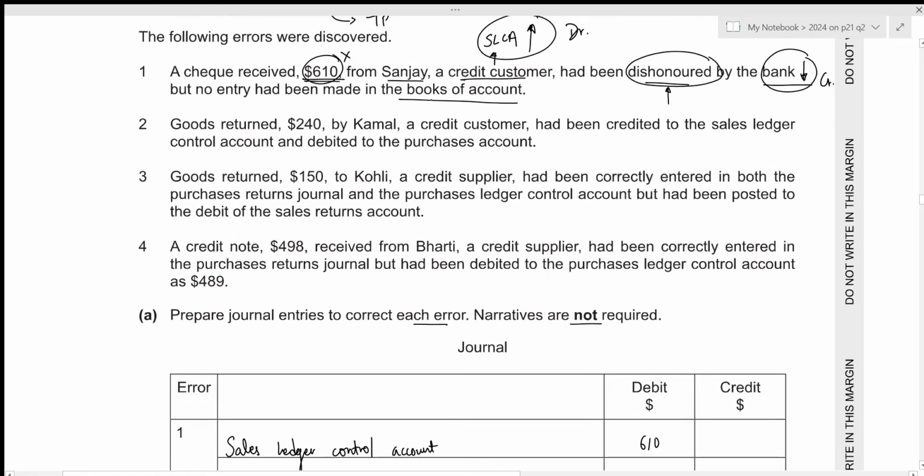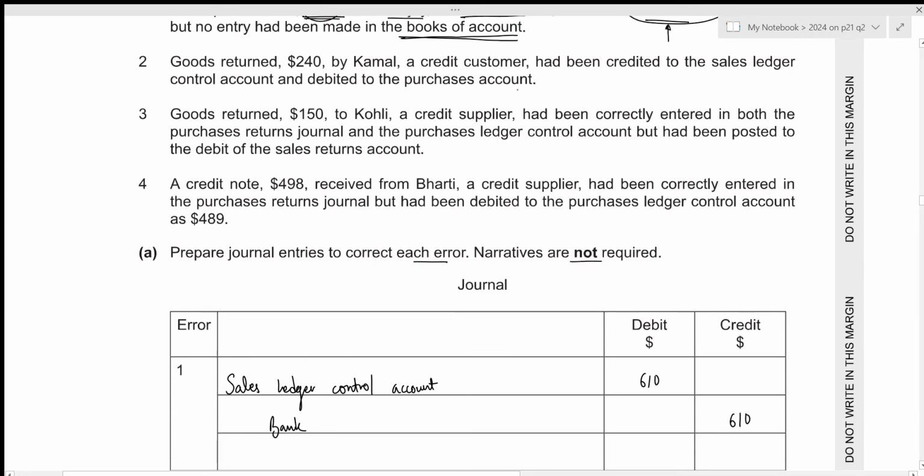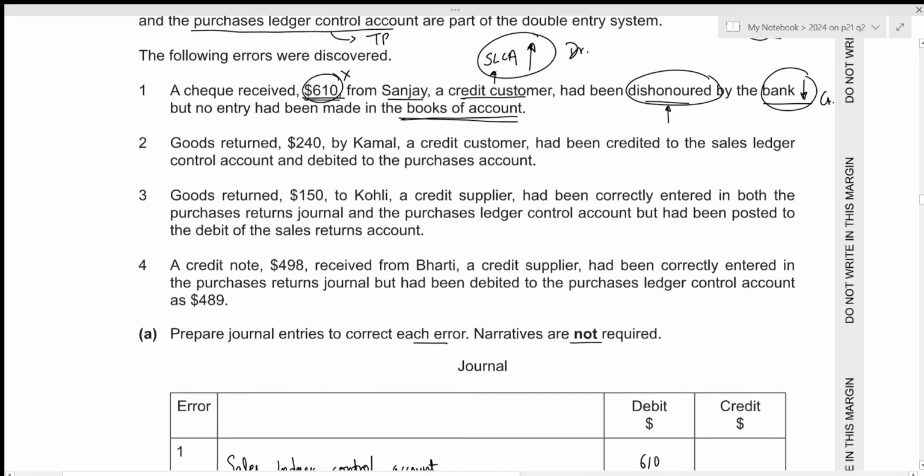In this case, none of the entry had been made in the books of accounts. It means that this was the error of omission, which is why there is no suspense account involved within this correction journal entry because the errors such as the errors of omission, error of commission will not be disclosed by preparing a trial balance. Okay.